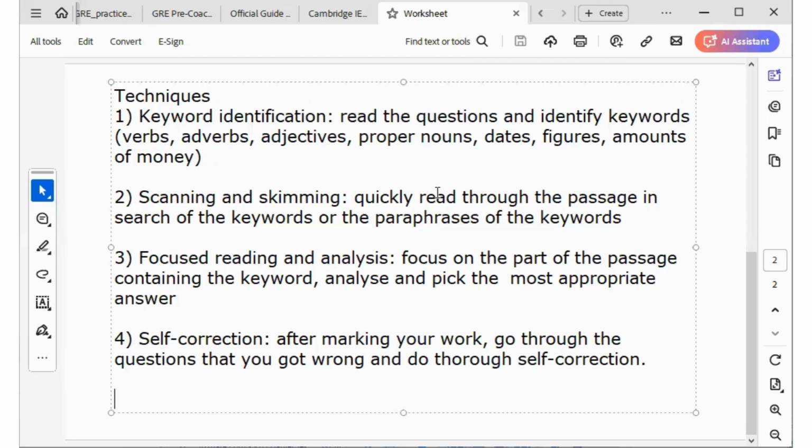This particular exercise will help you to learn from your mistakes and to become better prepared for subsequent exercises. So these 4 techniques are the techniques you are going to see me apply. I'm going to apply the keyword identification technique, scanning and skimming, and focused reading and analysis. And then after solving everything, I'm going to mark my work, and if there's anyone that is wrong, you are going to see the way I will do self-correction.